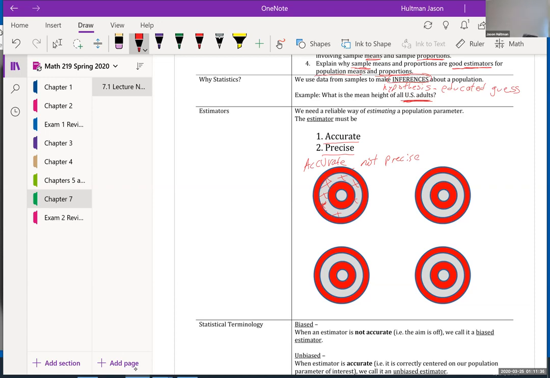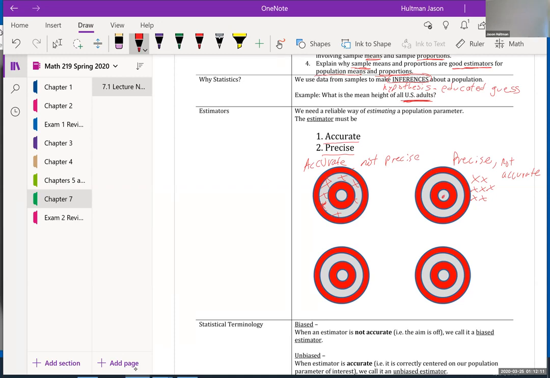Then there's precise but not accurate. What is precise but not accurate? It'd be not hitting the board, but they'd all be grouped together. That's precise, but it's not accurate. We're aiming for the center here, and we're missing the mark.